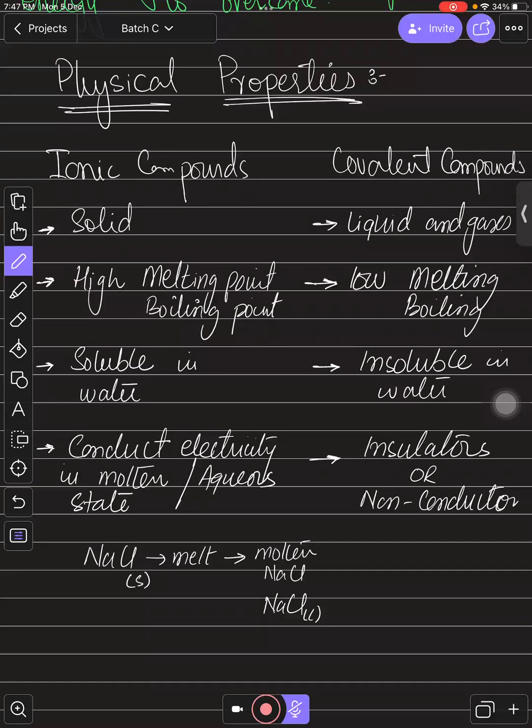ठीक है? और aqueous का मतलब होता है when you dissolve it into the water. So अगर आपके पास NaCl है, आपने इसको पानी में dissolve कर दिया, so it will be what? NaCl aqueous. आपने इसको पानी में dissolve कर दिया.